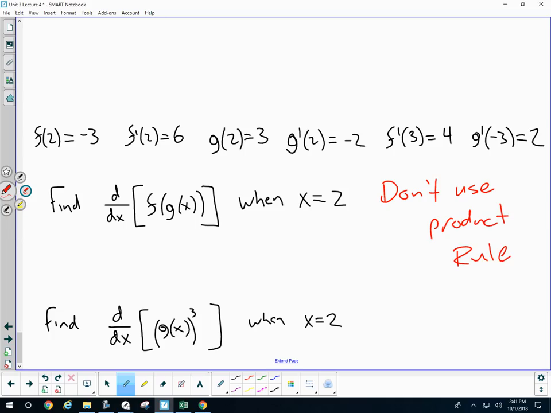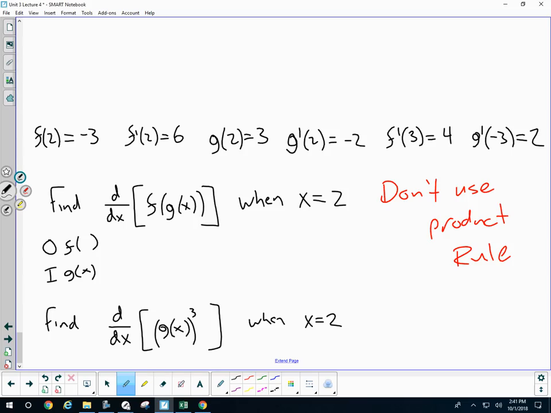Don't use the product rule. It's not a product. It's not f of x times g of x. It is an inside and an outside. This is the actual rule that I first introduced to you, where the outside is the f and the inside is the g of x.